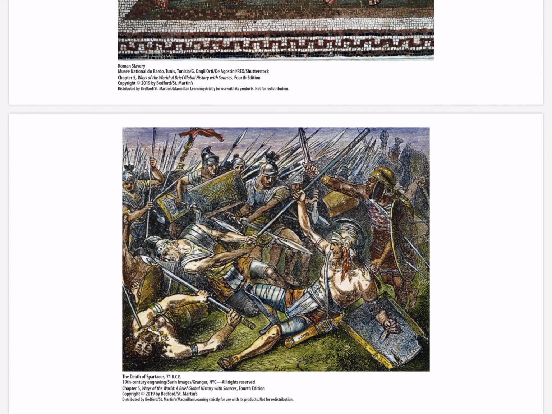Now, Spartacus's revolt had little lasting effect on the society in which he lived, and no further large-scale revolts took place in the Roman Empire, and Rome continued its economic system based on slave labor.